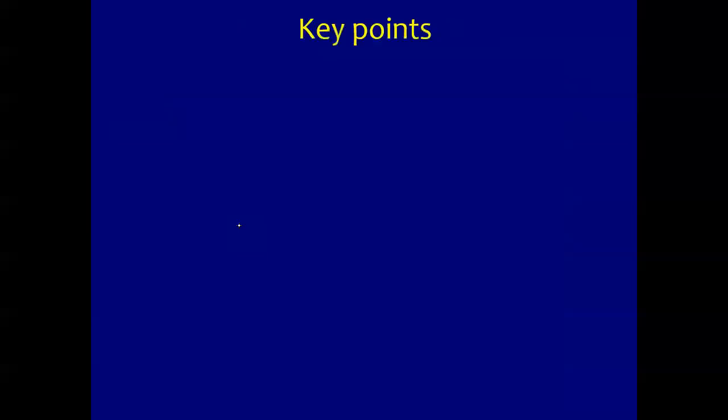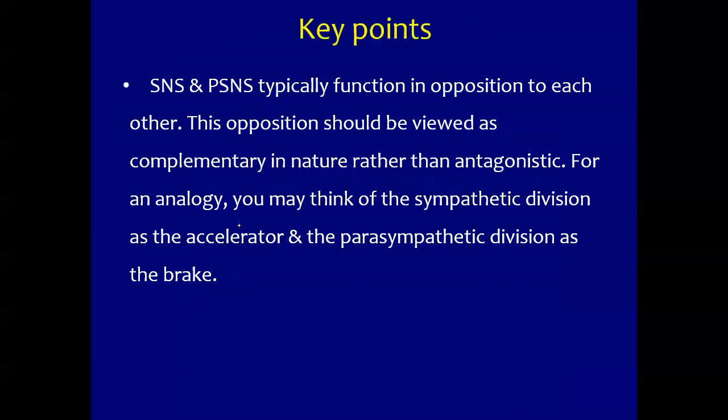From this, you can conclude that the sympathetic and parasympathetic nervous systems typically function in opposition to each other, generally speaking. Didn't I mention in my first lecture functional antagonism? Histamine antagonism, histamine anaphylaxis, and the sympathetic and parasympathetic nervous system. Generally speaking, they work in antagonism to each other. This opposition should be viewed as complementary in nature rather than antagonistic. For an analogy, you may think of the sympathetic division as the accelerator and the parasympathetic division as the brake.